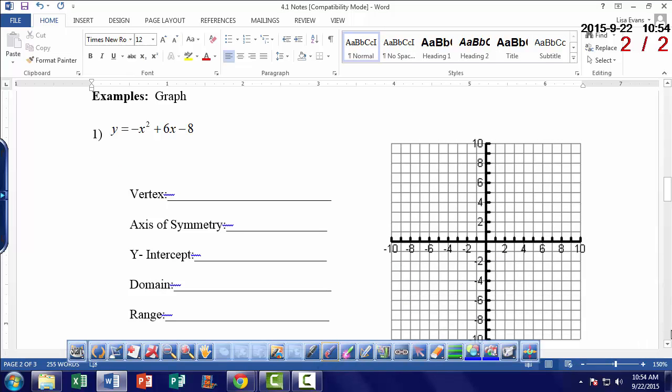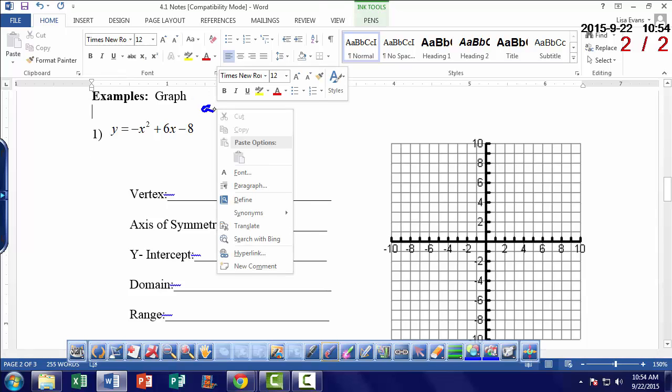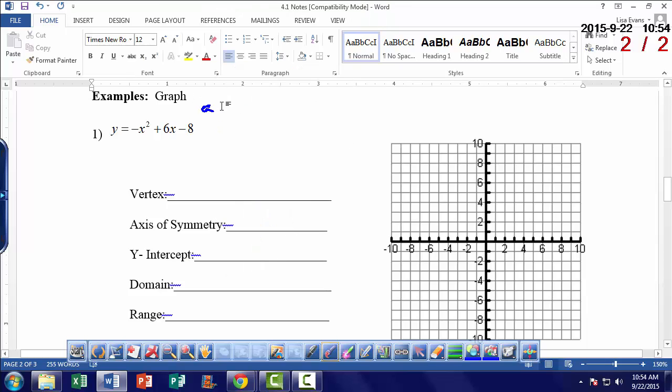Okay, first thing we're going to do is find the vertex. Actually, the first thing we're going to do is identify our a, b, and c. Our a is the number in front of the x squared, so a is -1, b is 6, and c is 8. Now for the vertex, I'm going to do negative b over 2a. This is going to give us our x value. So negative b would give me -6 over 2 times -1. So -6 over -2 is +3.